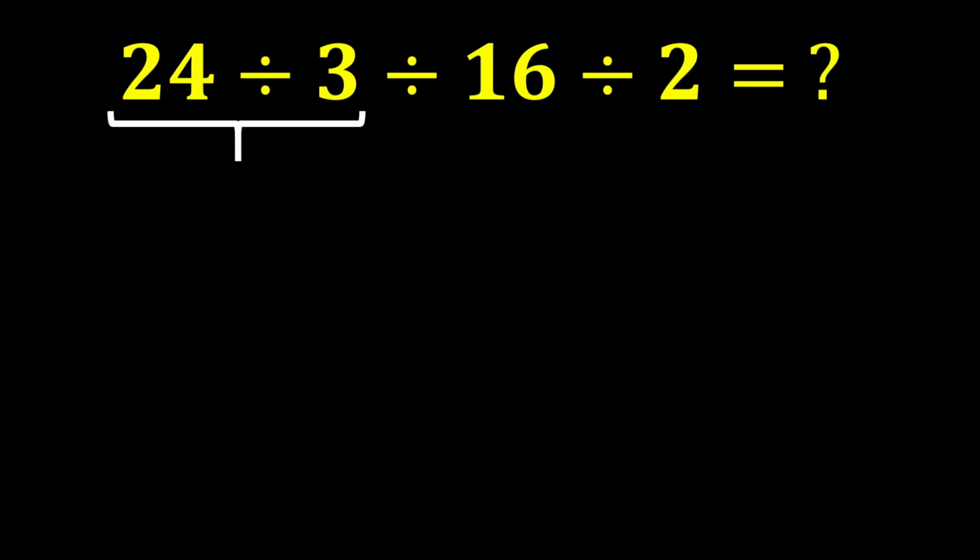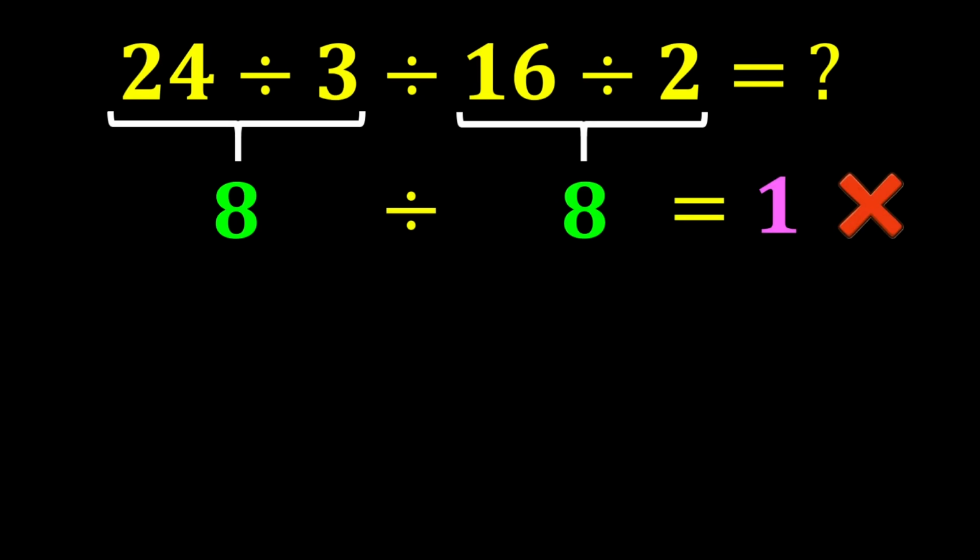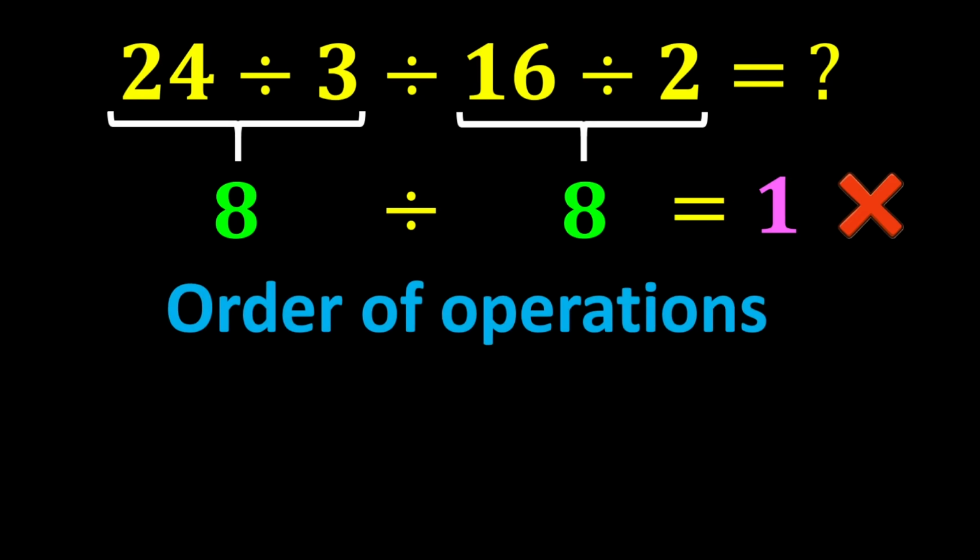24 divided by 3 gives us 8, and 16 divided by 2 gives us 8. In the end, 8 divided by 8 gives us 1. But this answer is not correct because we did not follow one of the most important rules in mathematics called the order of operations. The order of operations tells us that when we face a mathematical expression, we cannot start solving it from anywhere we like.